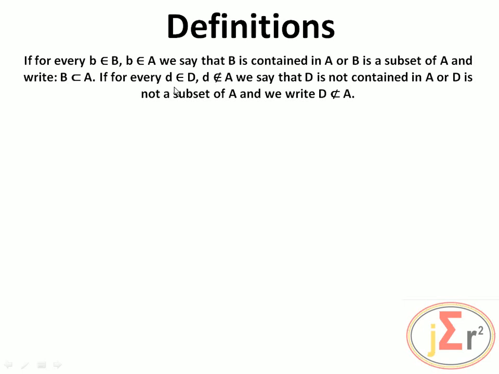If for every d in the set D, d is not an element of A, we say that D is not contained in A, or D is not a subset of A. And this is how we write it. The same symbol that we used before, but with a slash through it. This means D is not a subset of A.